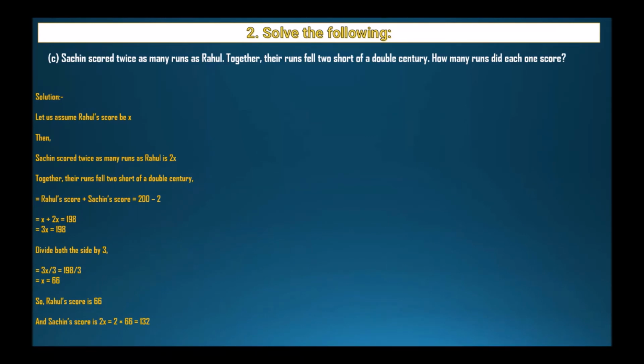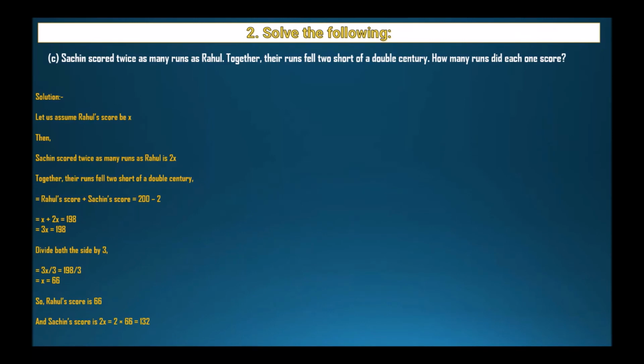Together their runs fell two short of a double century. So Rahul's score plus Sachin's score equals 200 minus 2. That is x plus 2x equals 198. x plus 2x means 3x. So 3x equals 198. Now we will divide by 3 on both sides. So we will get 3x upon 3 equals 198 upon 3.